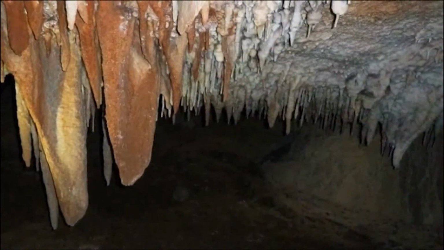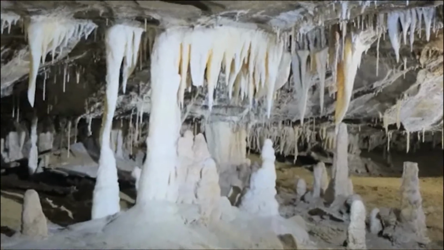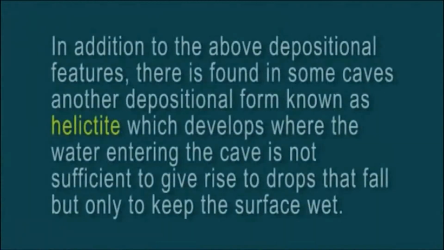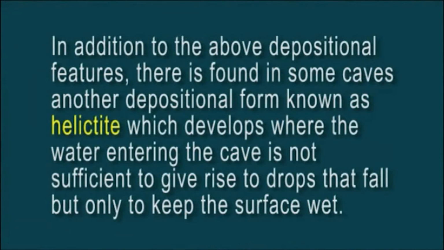Sometimes the stalactites growing downwards and the stalagmites growing upwards meet together and form a continuous column from the floor to ceiling and are known as columns and pillars. In addition to the above depositional features, there is found in some caves another depositional form known as helictite, which develops where the water entering the cave is not sufficient to give rise to a drop that falls, but only to keep the surface wet.